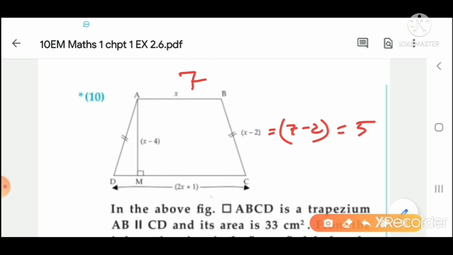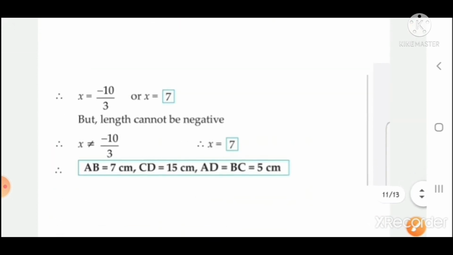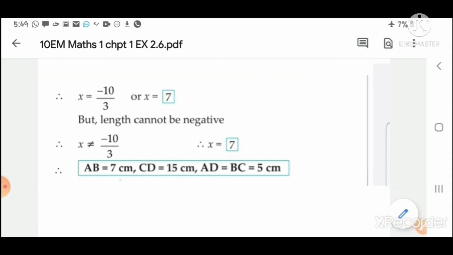What is the value of this DC? So you will put here 2x plus 1 is there, no? So we will write 2 into 7 plus 1, so 14 plus 1, that is equal to 15, right? So all these things you will write at the end of the solution. So AB is 7 centimeter, CD is 15 centimeter, and AD and BC both are equal, that is 5 centimeter.